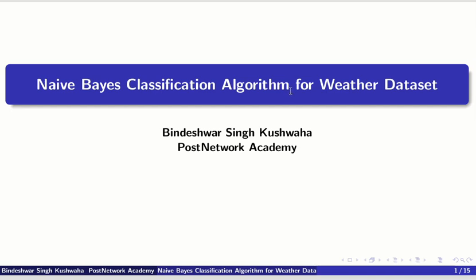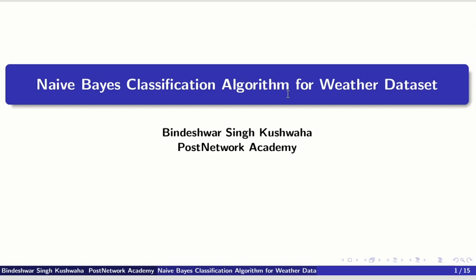I am Bindeshwar and today we are going to explore one of the most popular and simple machine learning algorithms, that is Naive Bayes, and we will use it to classify whether we can play tennis based on weather conditions. This is a probabilistic classifier, which means it predicts the probability of a class given some features rather than just giving a yes or no answer.